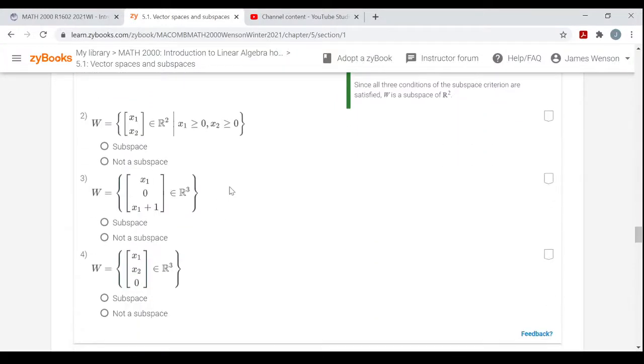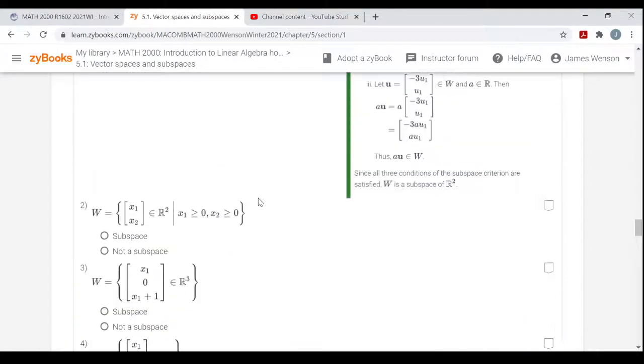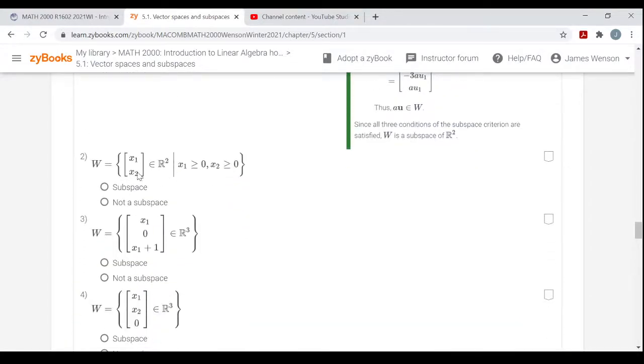And this one here. So let's read through the second one. This is all the vectors with two components, where the first component's not negative, and the second component's also not negative. So yeah, the 0, 0's in here, fine. 1, 5 is in here, 5, 10, pi, square root of 3, whatever, as long as the first and second component are not negative.